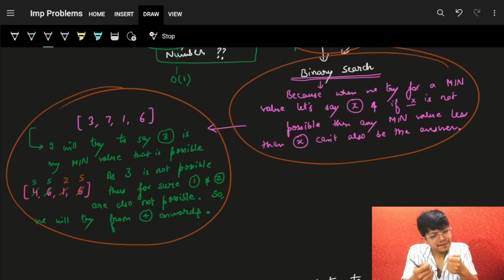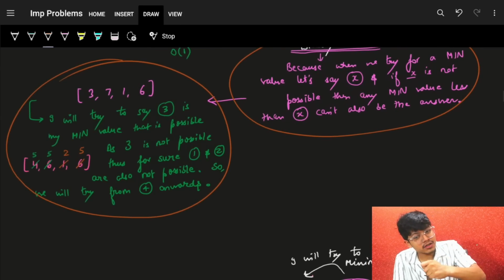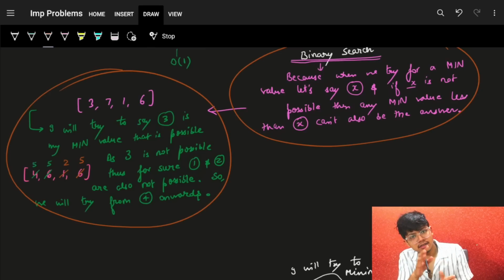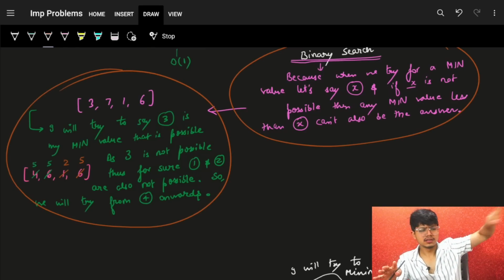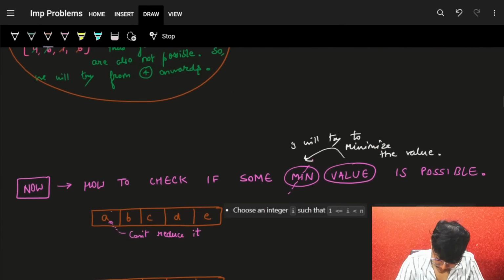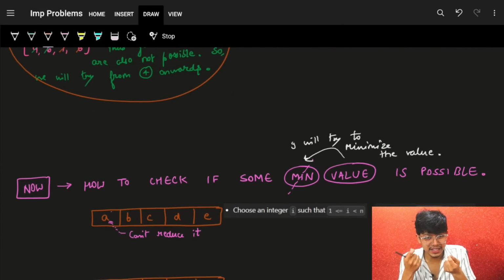I'll just try to query for a smaller value than x. If that x is also not possible, then I'll ignore the left part. Anything smaller than x is also not possible, so I'll try for the bigger part. That is how we can have that intuition.